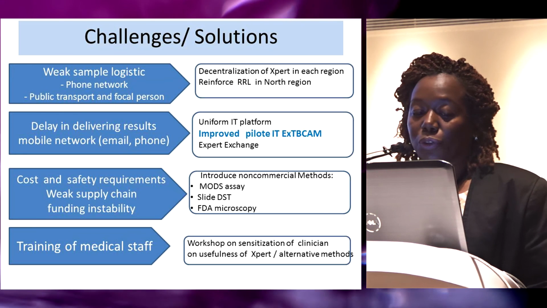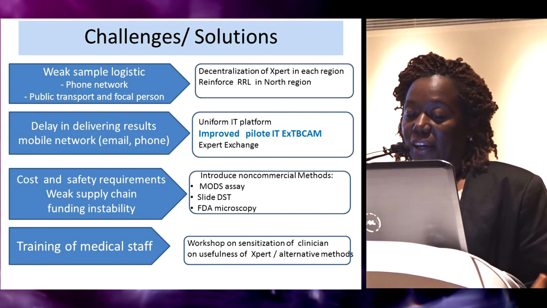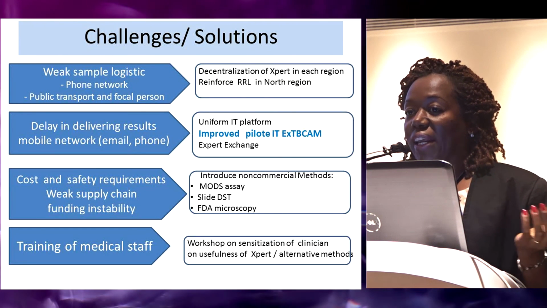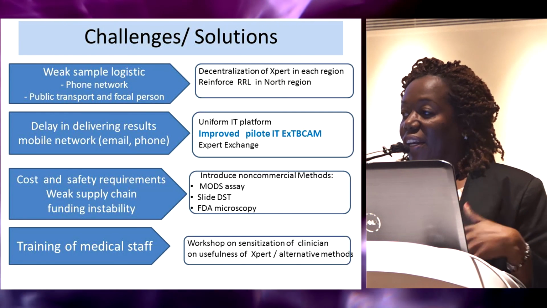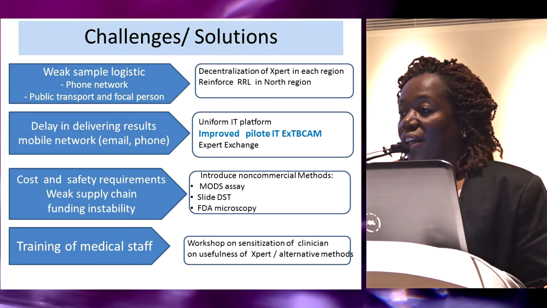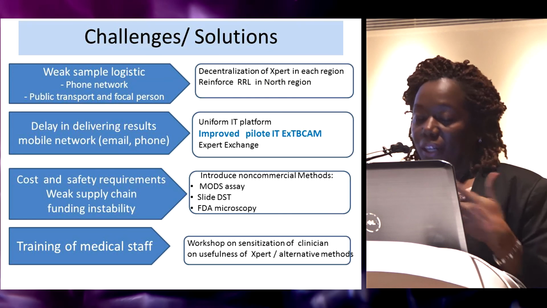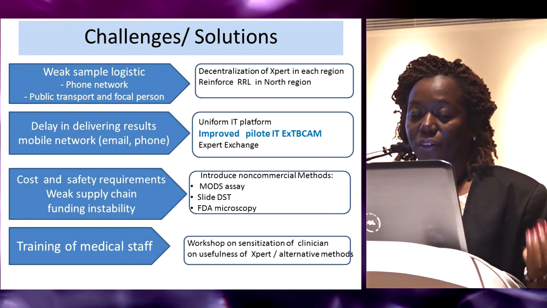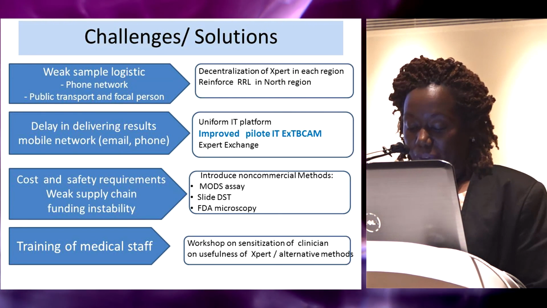The new tools we are using are costly, and there are many safety requirements. All these new tools rely on external funding. The supply chain relies on external funding. So we really need the National TB Program to sustain this. The government has to sustain what we have already implemented through the external funding.